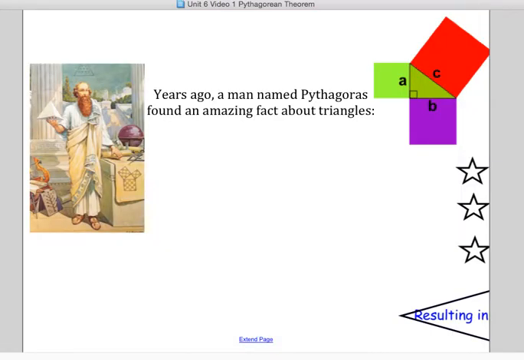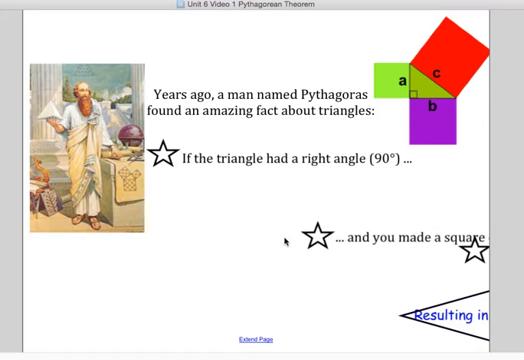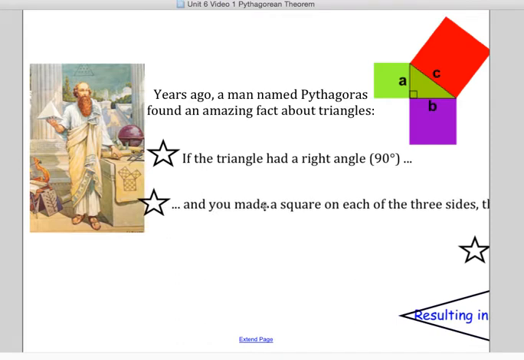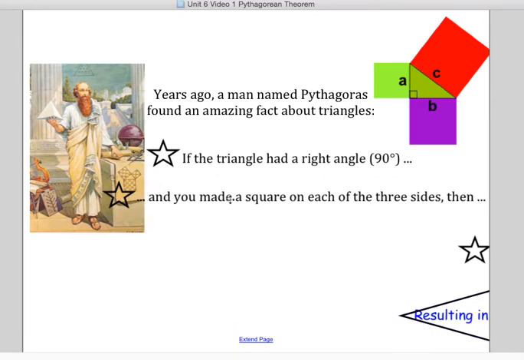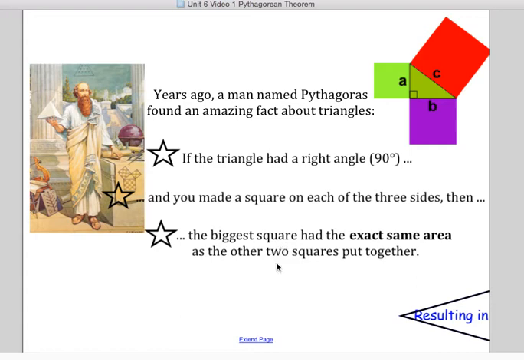Years ago, a man named Pythagoras found an amazing fact out about triangles. He noticed that if the triangle had a right angle, which is 90 degrees, so here's my triangle, it has a 90-degree angle, and you make a square on each of the three sides, okay, so you can see the three squares that he made. The biggest square has the exact same area as the two other squares put together.